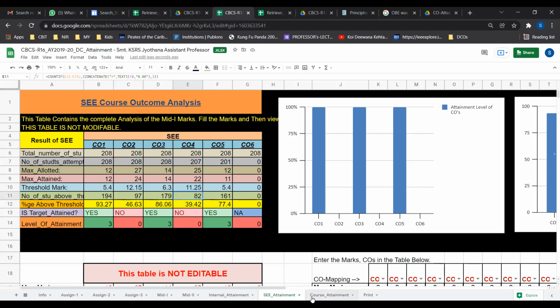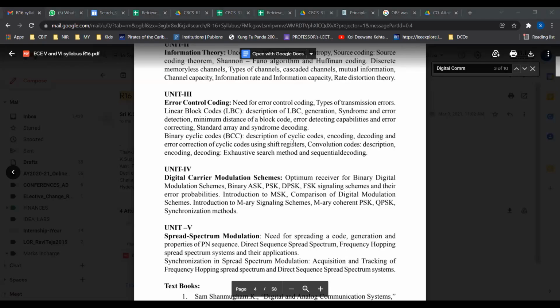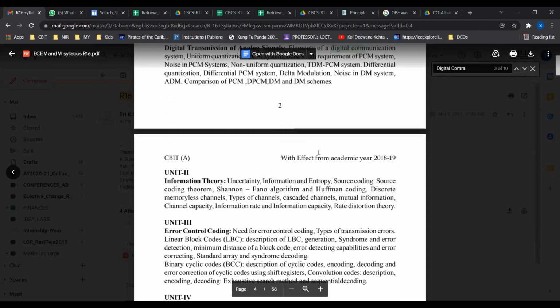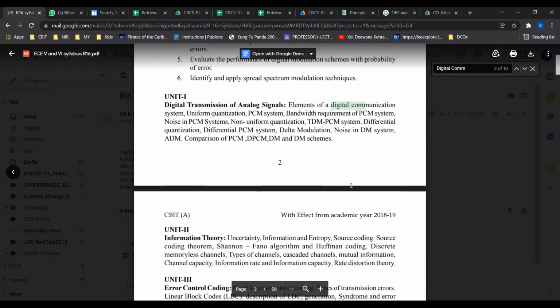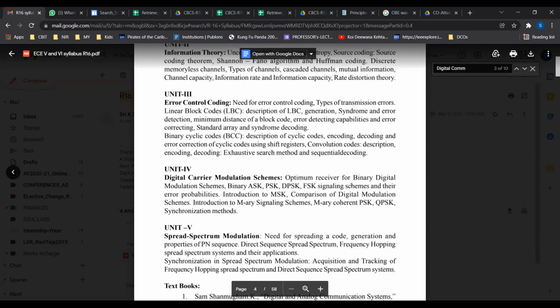So for that, I'll be opening the sheet with the CO statements. In order to identify whether a curriculum gap exists or not, I have opened the syllabus of this course. As you can see, the CO5 is to evaluate the performance of digital modulation schemes with probability of error. So let me see whether digital modulation and probability of error are in the syllabus or not.